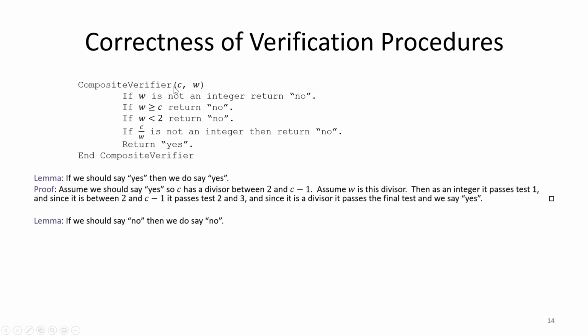Now, both are fine. And some of us find that backwards argument. I just find it a little less natural. So I want to argue in a direction that's sort of forward. That is, if I should say no, then I will say no. So let's continue in that way. So let's assume we should say no.